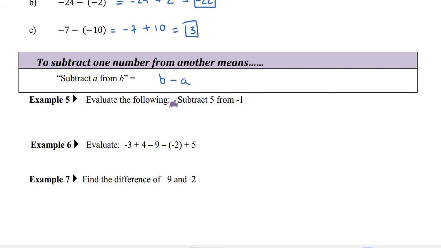So evaluate the following. So subtract 5 from negative 1. So we're starting with negative 1, and then we're going to subtract 5 from it. So again, this is going to be negative 1 plus negative 5. So we're going to add these, but keep it negative, right? So negative 6.